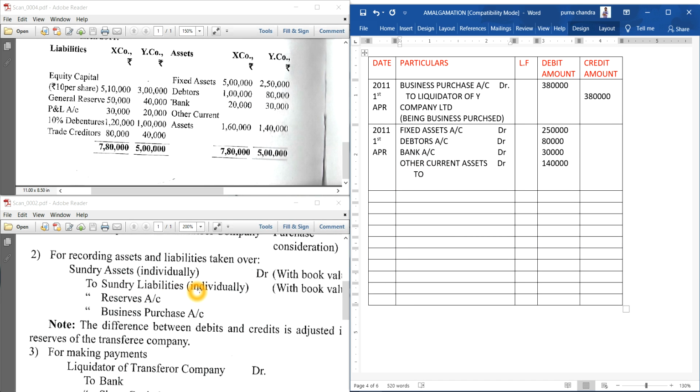Now the sundry liabilities individually. Here look at outside liabilities first. On the liability side, equity capital is not an outside liability, general reserve is not an outside liability, and profit and loss account is not an outside liability. We have 10% debentures and trade creditors. So write down 10% debentures of Y Company account. How much, students? 1 lakh.